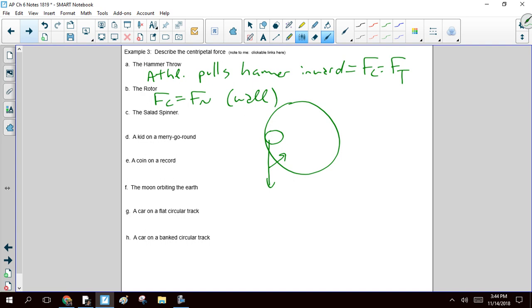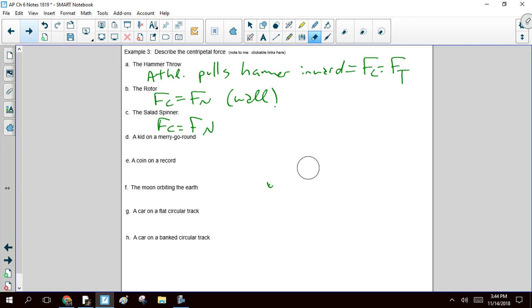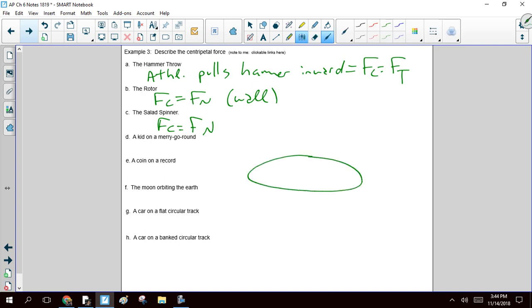The salad spinner was exactly the same as the rotor. The centripetal force is the normal force from the wall of the little salad spinner. If you've got a kid sitting on a merry-go-round, here's our drawing, here's the disc, here's our kid sitting on the merry-go-round. If they're not hanging on, there's something preventing them from sliding off, and what's preventing them is the friction. So in this case, the centripetal force is your force of static friction, right? Same thing for a coin on a record. Moon orbiting the Earth, what prevents the moon from floating away? Gravity, right? So in that case, your centripetal force comes from gravity. A car on a flat circular track, again, you've got friction preventing your car from sliding off, so your centripetal force would be your force of static friction.